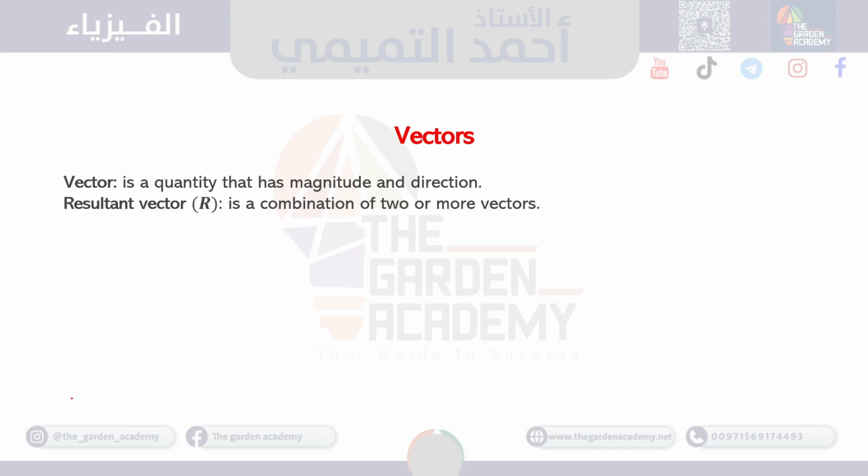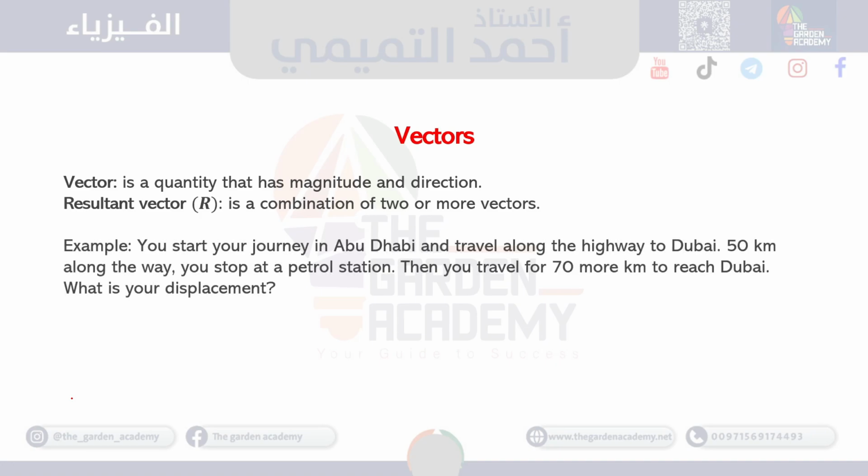أولاً, a vector is basically a quantity that has a magnitude and a direction. And the resultant vector is a combination of two or more vectors. Let's take the following example to understand how we can write the resultant vector from vectors.